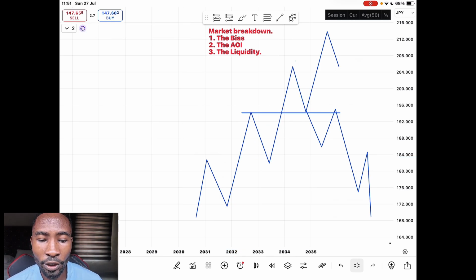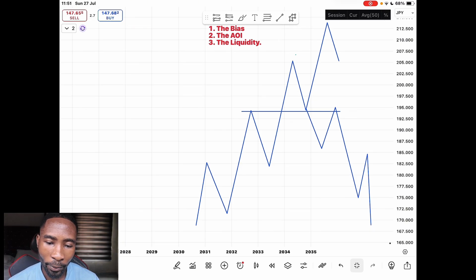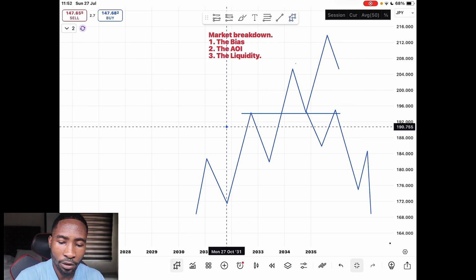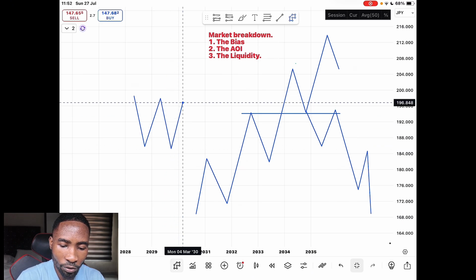Since we know the area of interest, now what do we need to look for? We need to look for liquidity. And what is liquidity? Liquidity is when there are multiple sell orders and buy orders. It's when sellers are in the market and buyers are also in the market. Let me just give you this narrative. Let's say the market is consolidating, ranging in one particular zone.